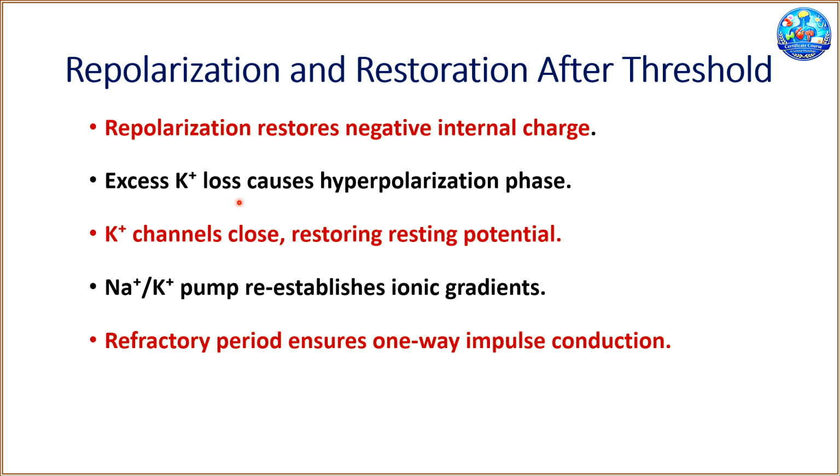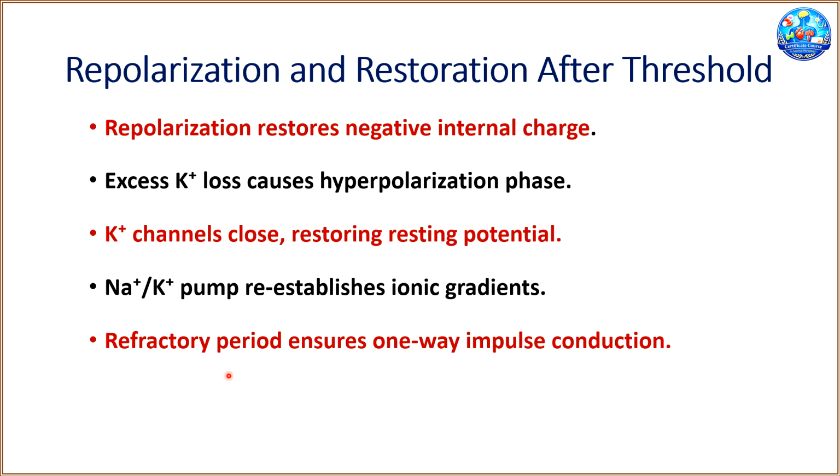Here the membrane potential becomes more negative than the resting potential, resulting in what is known as the hyperpolarization phase, where there is excess potassium ion loss. Eventually the potassium channels close, and the membrane tries to return to its resting potential. The sodium potassium pumps get re-established, and the ionic gradient is restored. This restoration ensures that the neuron is again ready for subsequent impulses.